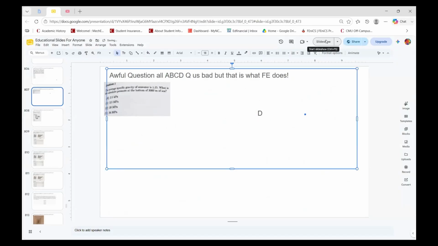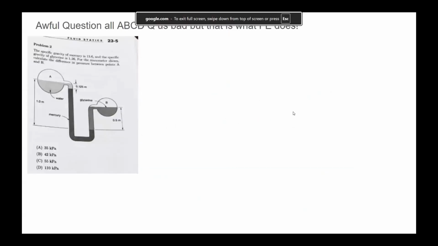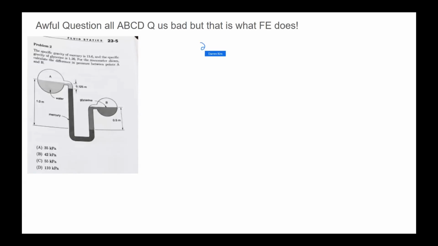You might be realizing that I go from first principle a lot, so you'll be seeing a lot of Navier-Stokes here. The specific gravity of mercury is 13.6, and the specific gravity of glycerine is 1.26. For the manometer shown, calculate the difference in pressure between point A and point B. So let's just go to the first principle again.